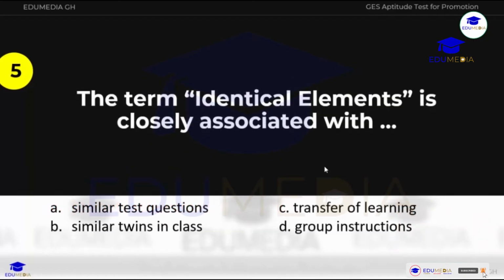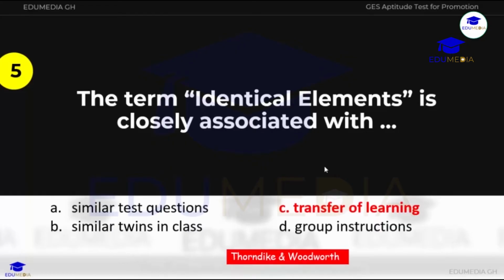Question number 5. The term identical element is closely associated with A. Similar test questions, B. Similar twins in class, C. Transfer of learning, and D. Group instructions. The correct answer here is C. Transfer of learning. The identical element theory of Thorndike and Woodward helps in explaining this phenomenon of transfer. They claim that the transfer of learning from one task to another task would occur when both tasks shared some kind of common identical element.